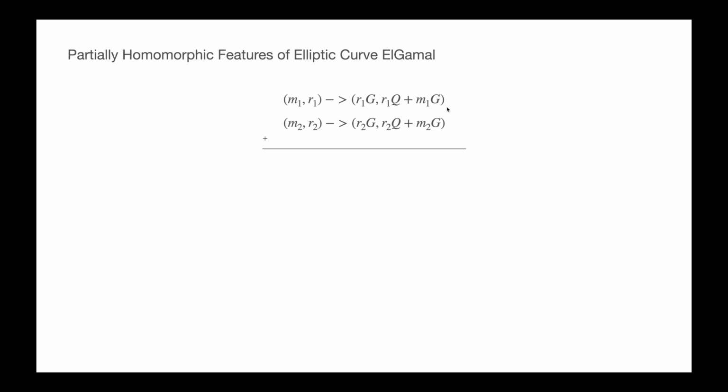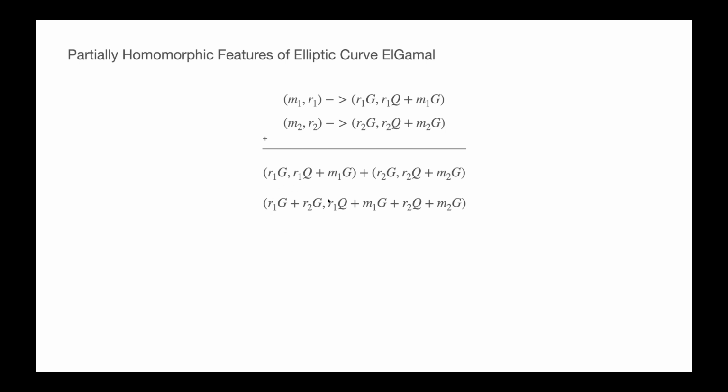Now let's find the sum of these two ciphertexts. To perform this action, we are going to add the first point in our first ciphertext to the first point in our second ciphertext. Similarly, we are going to add the second point in our first ciphertext to the second point in our second ciphertext. The addition becomes k1 times base point G plus k2 times base point G. This is going to be the first point, and the second point is going to be k1 times public key Q plus m1 times base point G plus k2 times public key Q plus m2 times base point G.